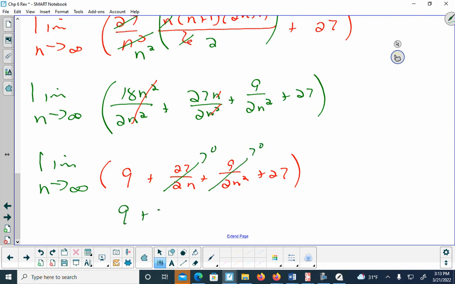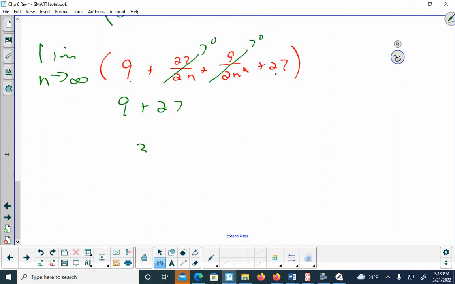So I'm left with 9 plus 27 because there's no place for me to substitute n in there. And I end up with 36 as my final answer. So that would be the area underneath the curve x squared plus 9 on the interval from 0 to 3.